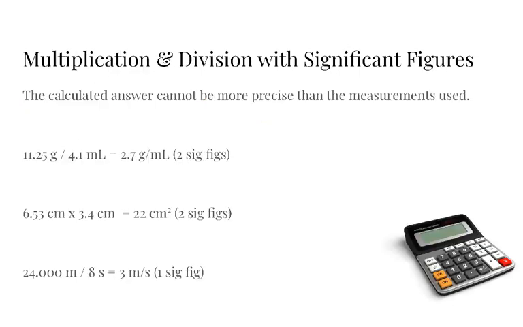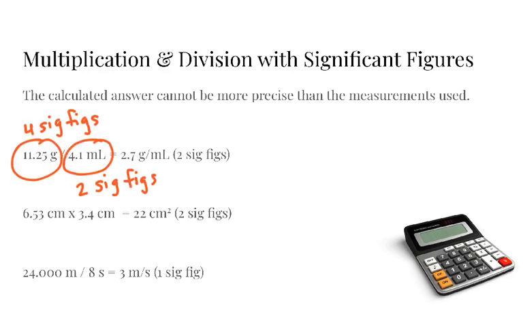With multiplication and division, it's the same idea. The calculated answer cannot be more precise than the measurements used. However, for multiplication and division, we're actually looking for the number of significant figures in each measurement. 11.25 grams has 4 sig figs. 4.1 has 2 sig figs. When we divide these two measurements, our answer can only have 2 sig figs, because that's the fewest number.